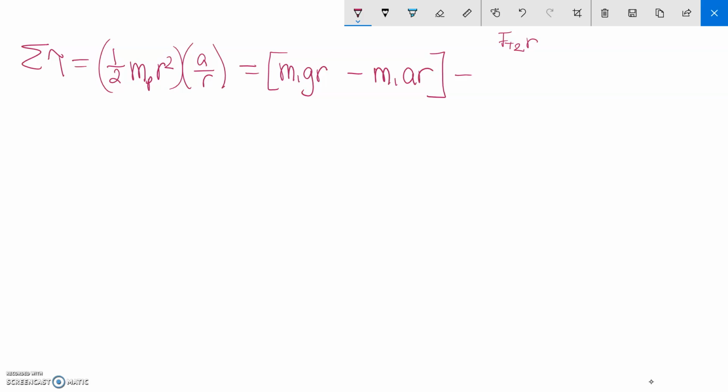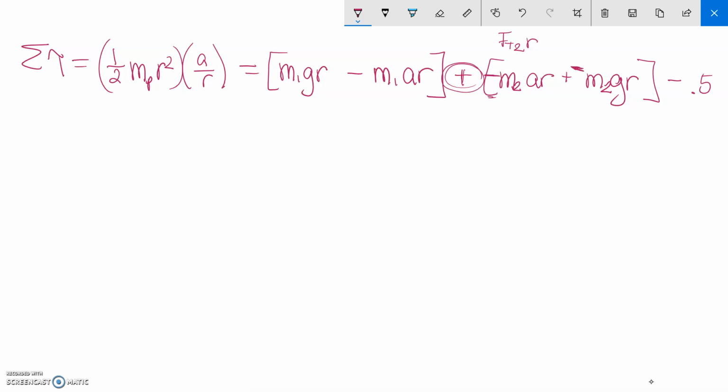So again, I want to distribute the r. So minus m2ar plus m2gr. And then minus my frictional torque, which is 0.5. Okay, and while I'm distributing stuff, I'm going to distribute this minus sign. So I'm going to put that here and here. Okay, so I can get rid of these parentheses actually, if I wanted to. Okay, so I'm going to cancel out everything I can.